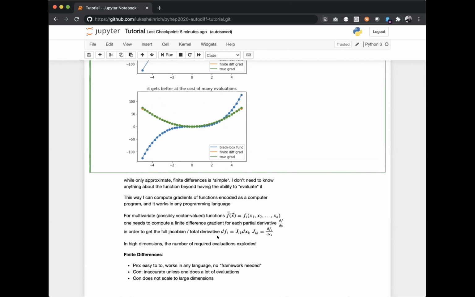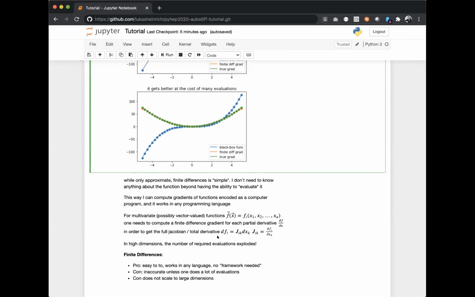The pro of finite difference gradients is that the only thing you need to do is be able to evaluate the program that you want to take the gradient of, and nothing else is needed. There's no framework needed. You just need to be able to compute the function. The drawback, of course, is that it's inaccurate unless you do a lot of evaluations. And this is a gradient in one direction, right? So you have df dx. Imagine you have a multivariate function that depends on a lot of parameters.